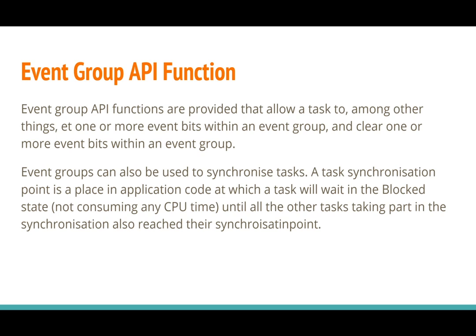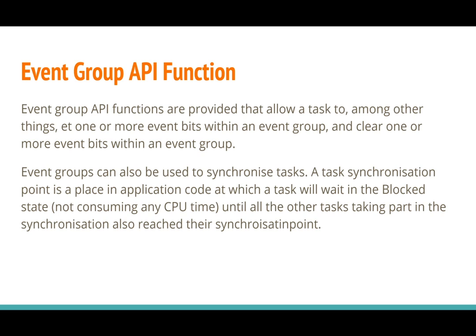So the application program interface functions for event group. As I mentioned, event group API functions are provided to allow a task, among other things, to set one or more event bits within an event group and clear one or more event bits within an event group. This is one way for inter-process communication to let other tasks in the process know the behavior of other tasks that are running.